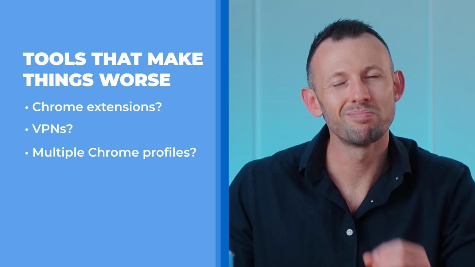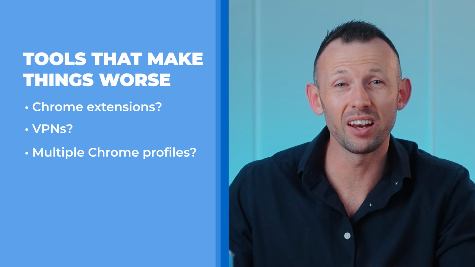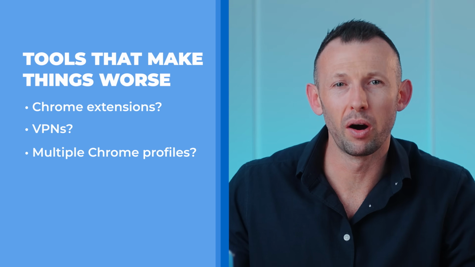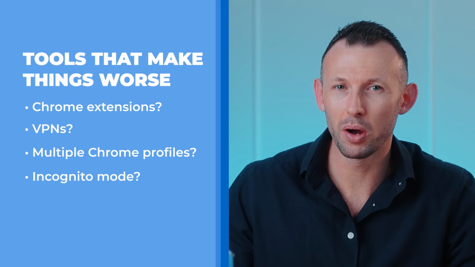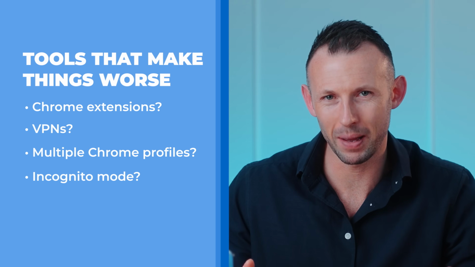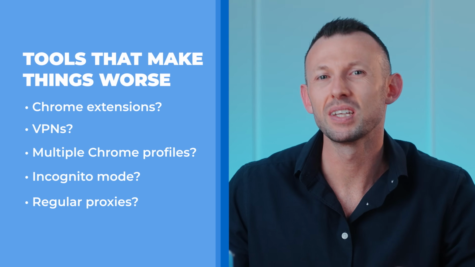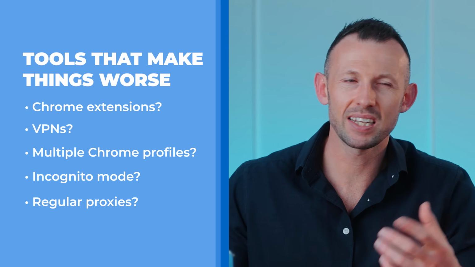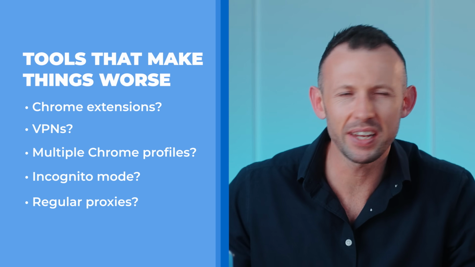Multiple Chrome profiles, not enough. They share the same underlying fingerprint. LinkedIn's detection goes deeper than which profile you're logged into. Incognito mode? Useless. It doesn't change your fingerprint, your IP, or anything that matters. Regular proxies? Same as VPNs. They fix one signal and leak everything else. It's like putting on a fake mustache and thinking nobody will recognize you. Each of these fixes one thing and breaks five others. That's why serious professionals use a completely different approach.